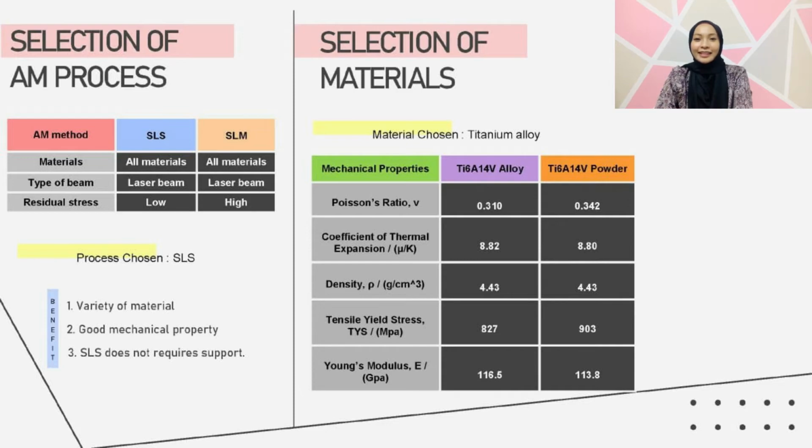Next is the material selection. On the basis of material selection, titanium alloy is the material chosen. This material selection is usually based on the criteria for jet engine brackets. So, powdered titanium alloy is used for topological optimization. The table on the right shows the mechanical characteristics of titanium alloy and powdered titanium alloy.